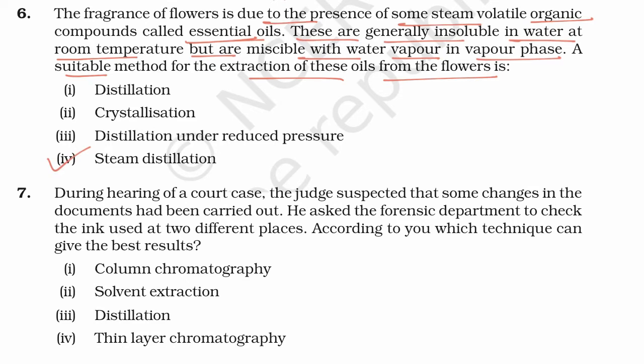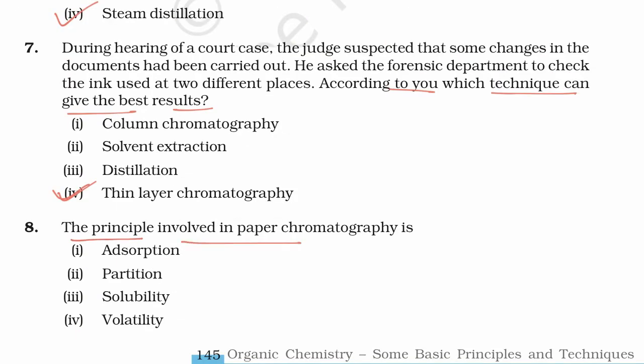During the hearing of a court case, the judge suspected that some change in the document had been carried out. Then he asked the forensic department to check the ink used at two different places. According to you, which technique can give the best result? So for identification of colored compounds, we have to use chromatography, and hence we can use thin layer chromatography for this purpose. The principle involved in paper chromatography. So in paper chromatography, the partition principle is used, and hence the correct answer is 2.